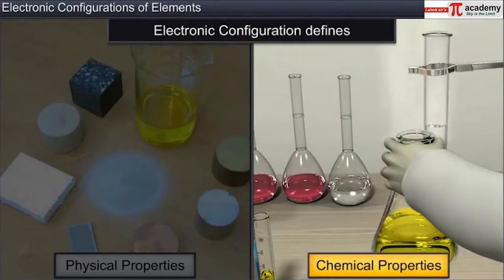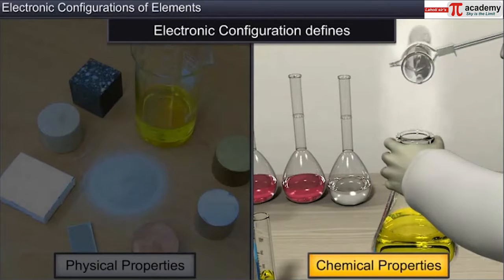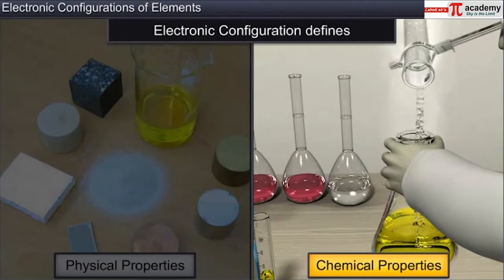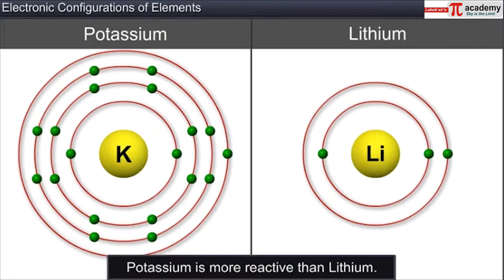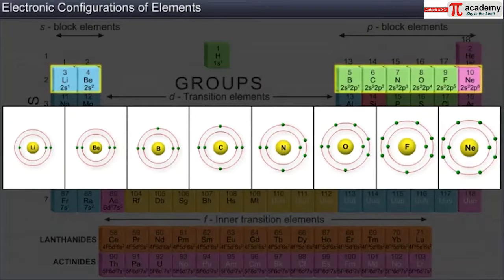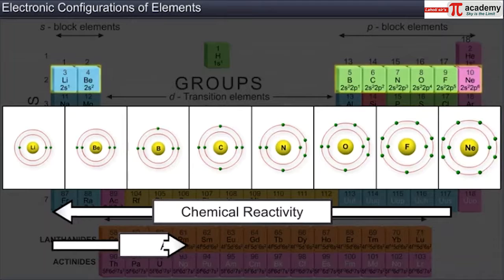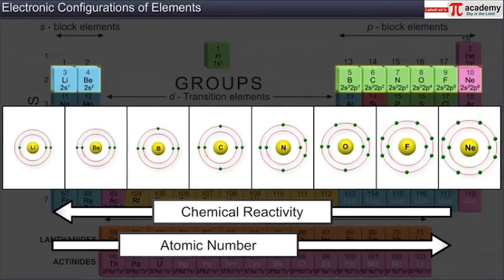The chemical properties of elements depend on their electronic configuration for the same reason. The elements with higher principal quantum number more readily take part in chemical reactions due to weakly bound outer electrons. The chemical reactivity, however, decreases with increase in atomic number for the set of elements having the same principal quantum number.